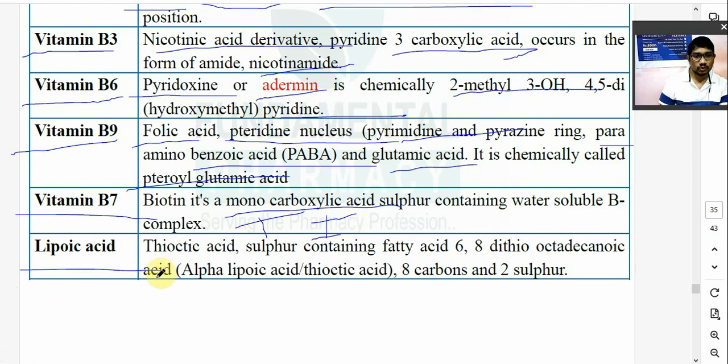लिपोइक एसिड, सो थायोएक्टिक एसिड सल्फर कंटेनिंग फैटी एसिड होता है. ये सल्फर कंटेनिंग फैटी एसिड 6,8 डाइथायो ऑक्टेनोइक एसिड. 6,8 पोजीशन पे दो सल्फर है. मतलब ऑक्टे मतलब 8. सो 8 कार्बन कंटेनिंग फैटी एसिड with the sulfur known as a lipoic acid. Okay, so alpha lipoic acid और thioctic acid, 8 carbon and 2 sulfur. इसका रोल भी अपन देखेंगे कल.